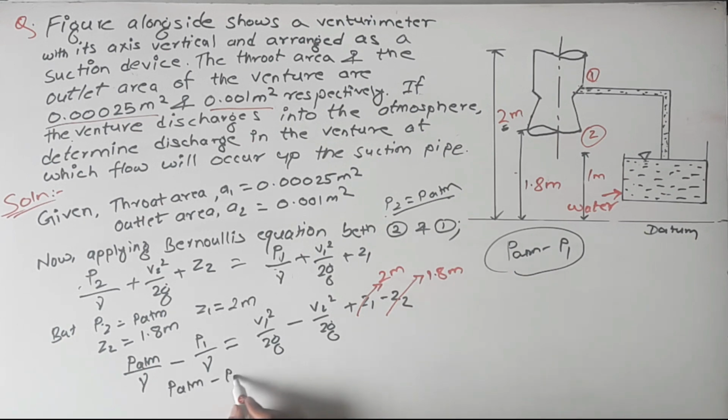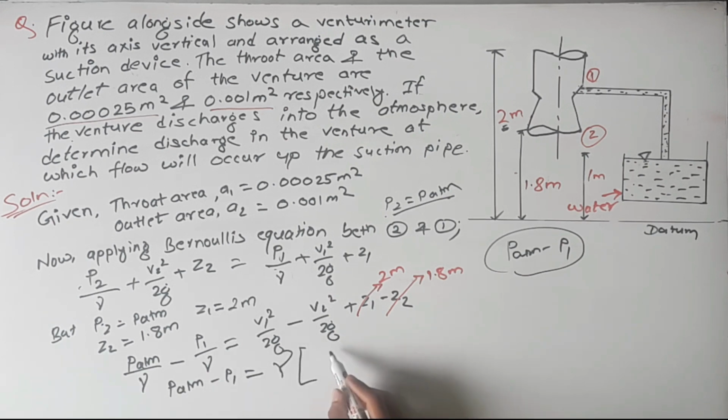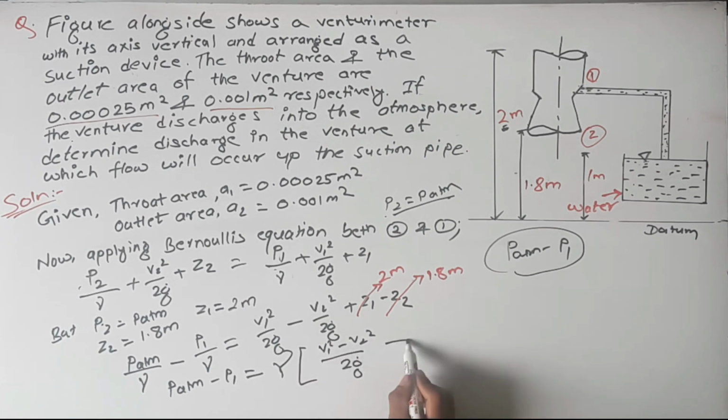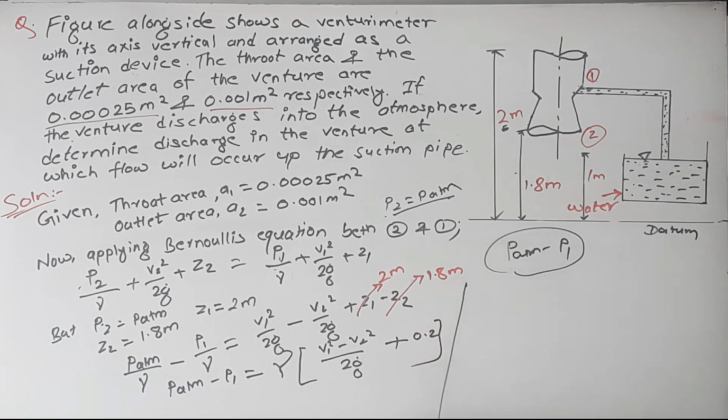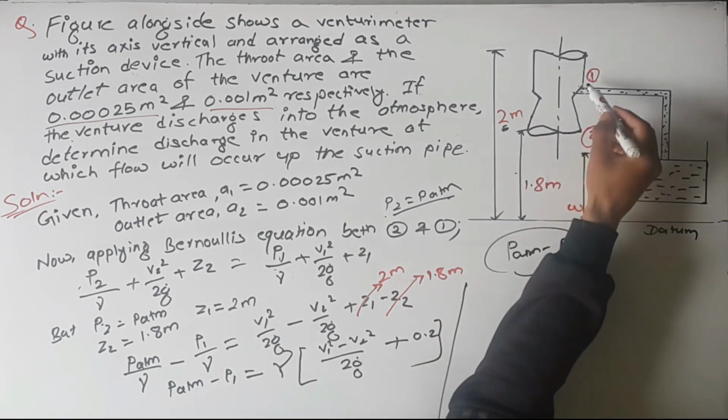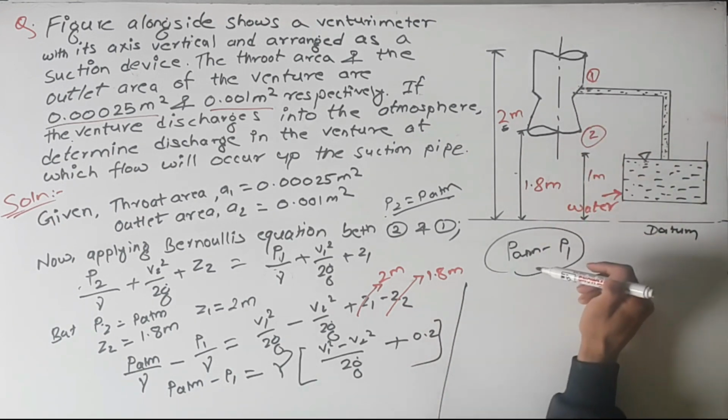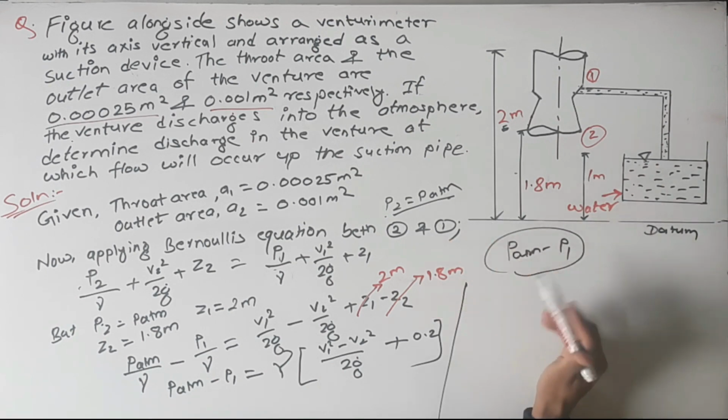PATM minus P1 must be equal to gamma times (V1 square minus V2 square) upon 2G plus 2 minus 1.8, which is 0.2. Since the flow from 1 to 2 is continuous, we can apply the continuity equation.